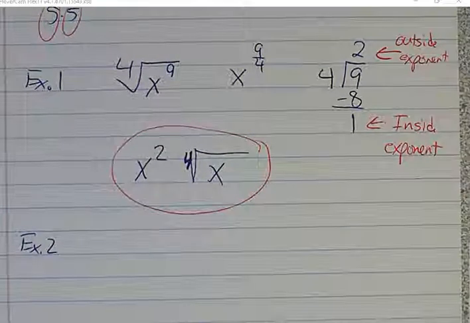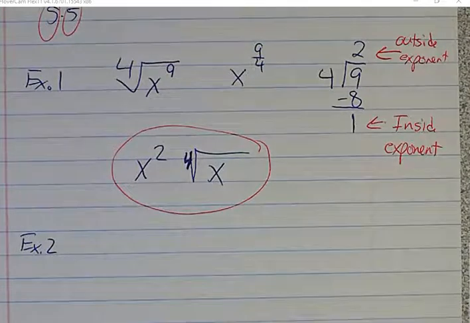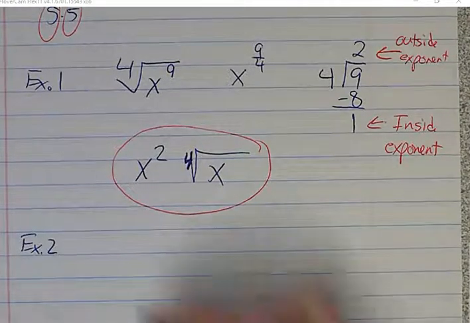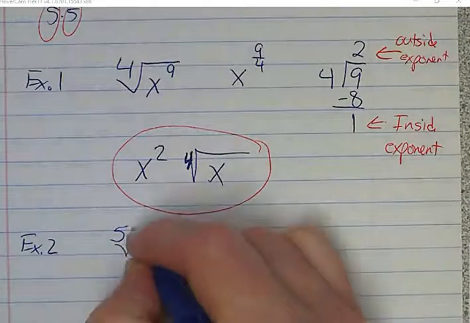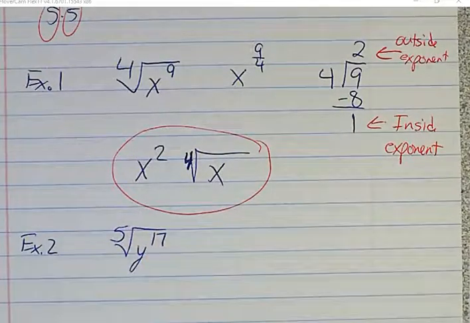All right, example 2. Same kind of problem. Just change it up a little bit here. All right, let's go with the 5th root of y to the 17th.